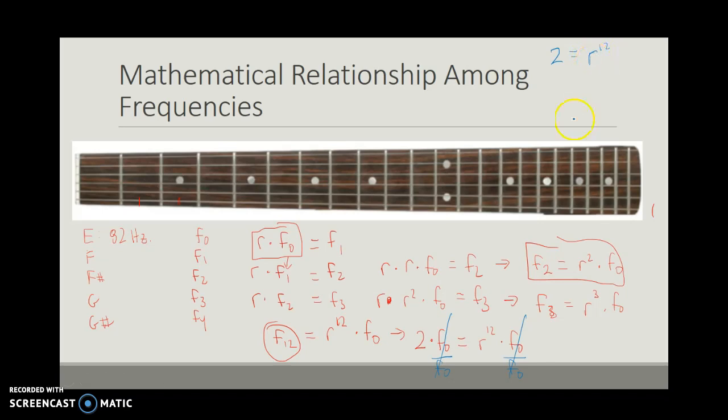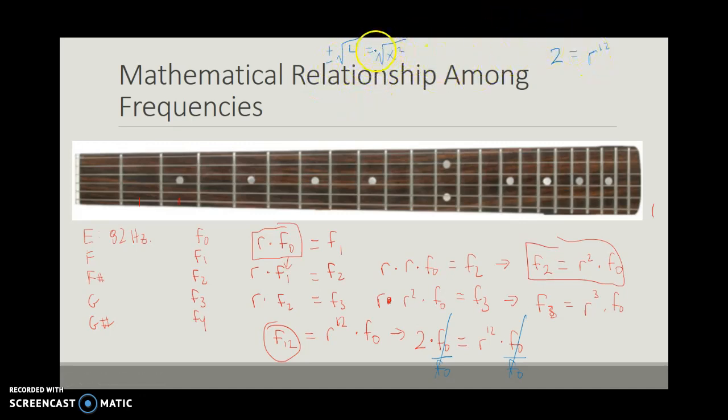Well, now I went from having 3 unknowns in the equation to only having 1 unknown, and I can solve for that. Now you have to remember our algebra a little bit. How do we solve for R if it's raised to the 12th power? Well, it's the same question as how do you solve for x if you have 4 equals x squared? Well, you take the square root of both sides, and of course we put a plus or minus there, but R can't be a negative number, otherwise we get negative frequencies.